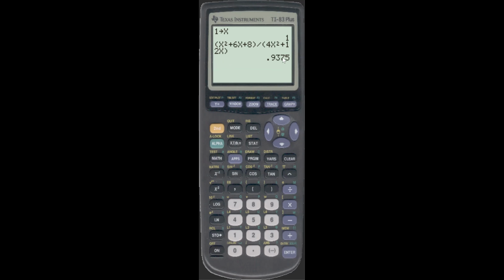We get 0.9375. I'm going to write that down. The reason we're doing this is because we're going to do this calculation a bunch of times, and that's when you go to the calculator. So let me go back to my other screen and try to make some sense of all this.